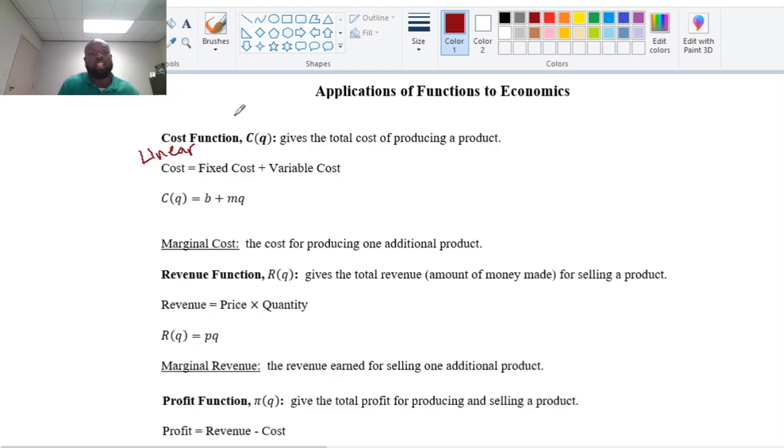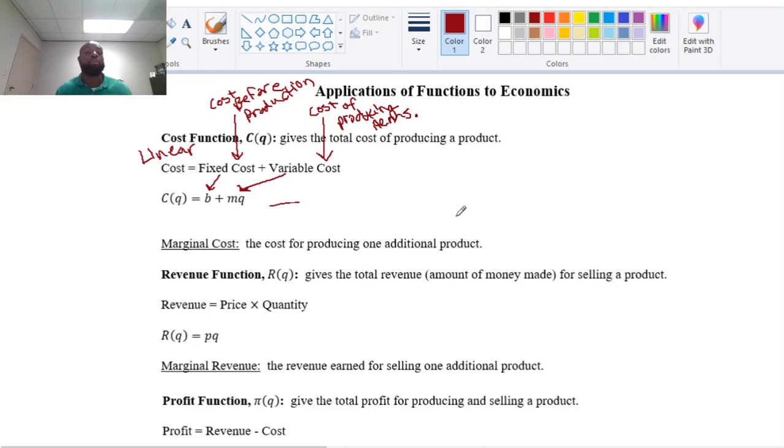So fixed cost is your cost before production. And then your variable cost is the cost of producing items or units or whatever you have. The fixed cost is going to be engulfed in your vertical intercept, and your variable cost is going to be engulfed in your slope times the quantity of items that you're producing.